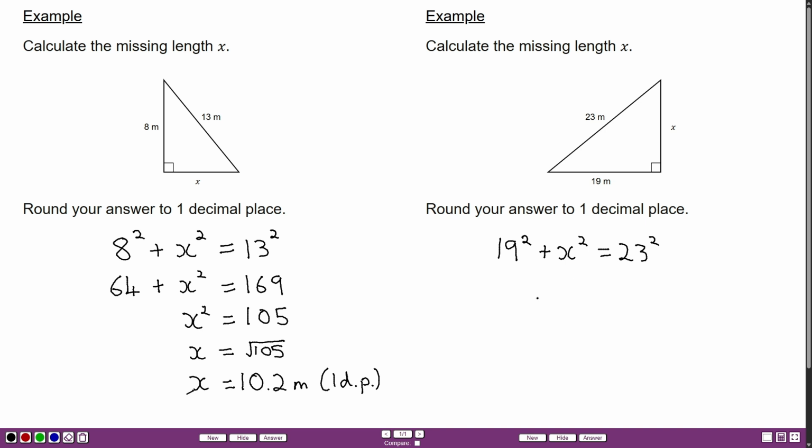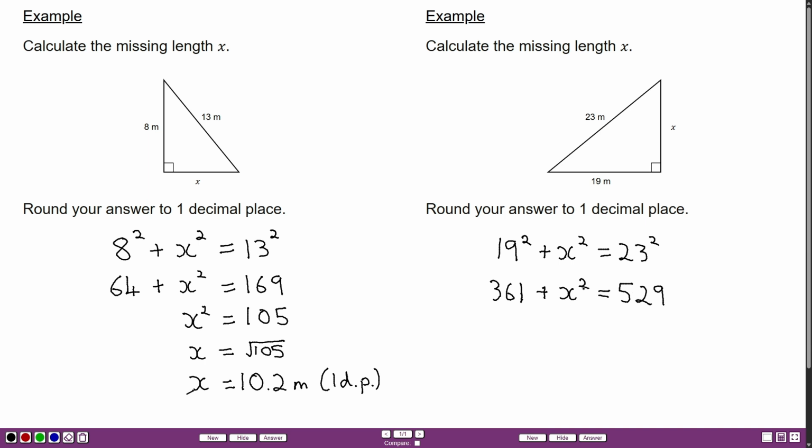Now working these out then, so 19 squared, I don't know that one off by heart, is 361. Leave the x squared as it is for now. And then 23 squared. 23 squared is 529.